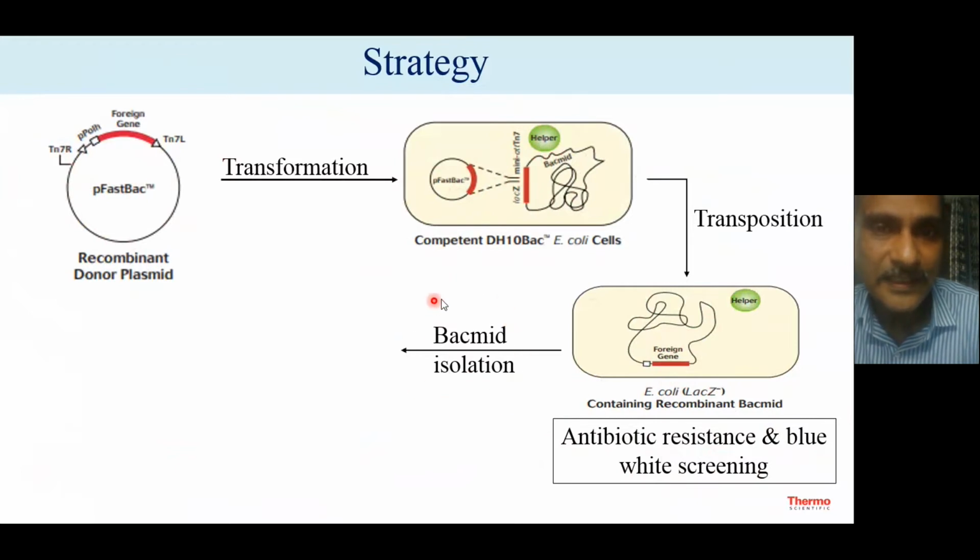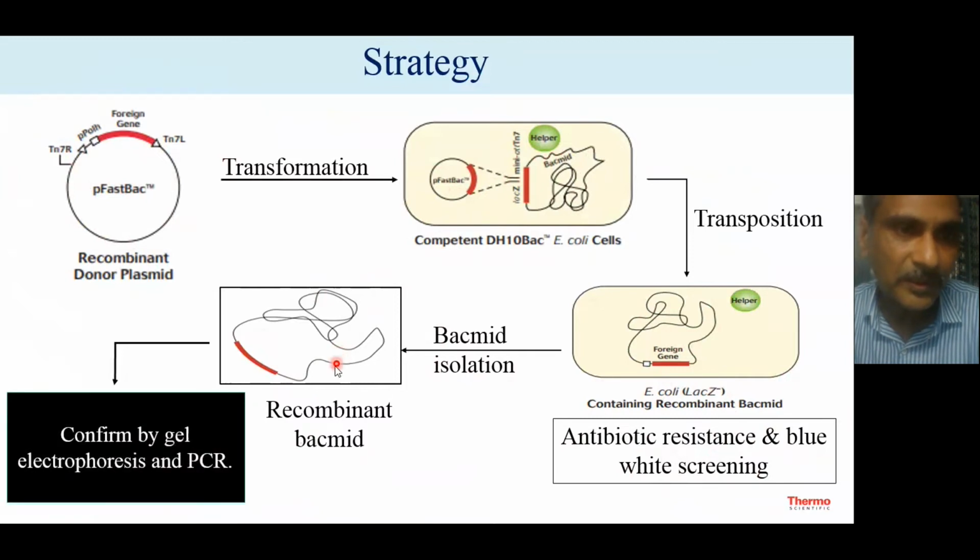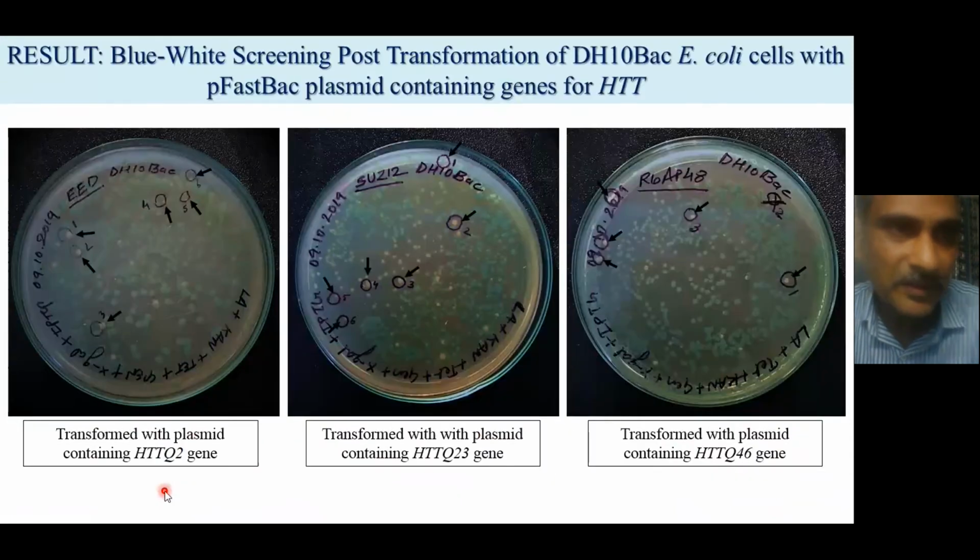From the white colonies, after amplification, you will have the recombinant Bacmid. You isolate the Bacmid using your normal alkaline lysis method. You can confirm the presence of your gene of interest by doing a PCR with gene-specific primers using this recombinant Bacmid, and then you can run an agarose gel electrophoresis and see on the gel whether the gene of your interest is present.